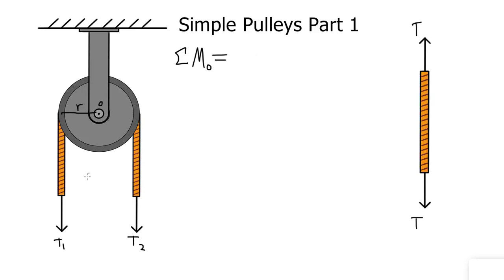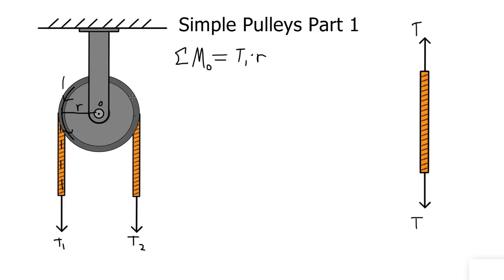If we have T1 right here, its line of action is going to continue up, and if we compute the moment produced by it, it's going to want to spin in this way. If you curl your hand in that direction, it's going to be positive for T1. So it's T1 times R, and it's positive.